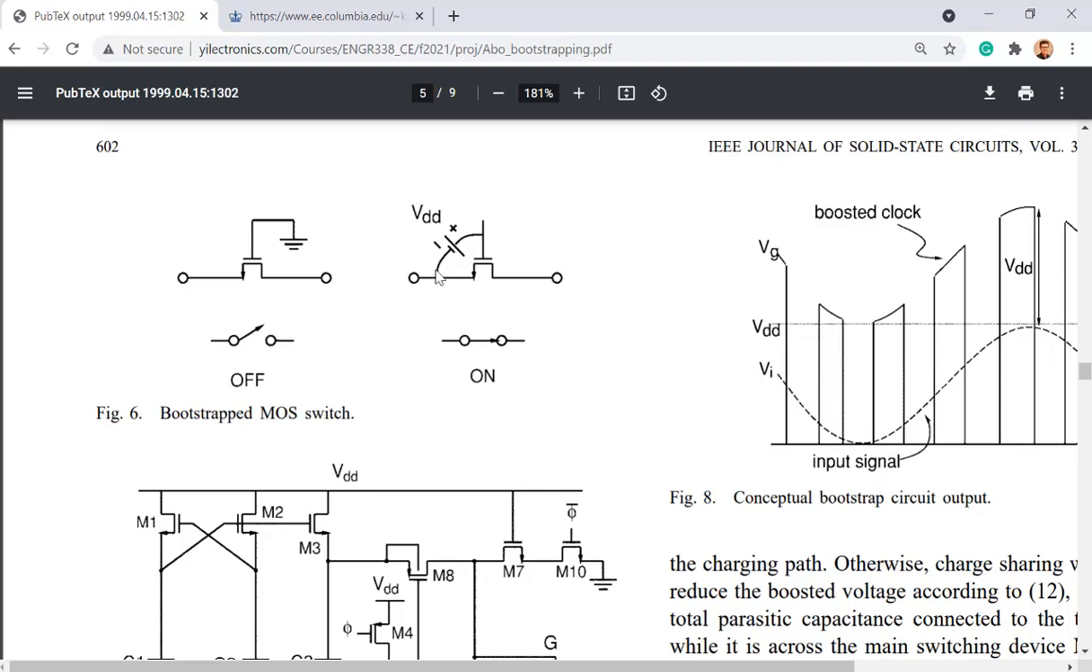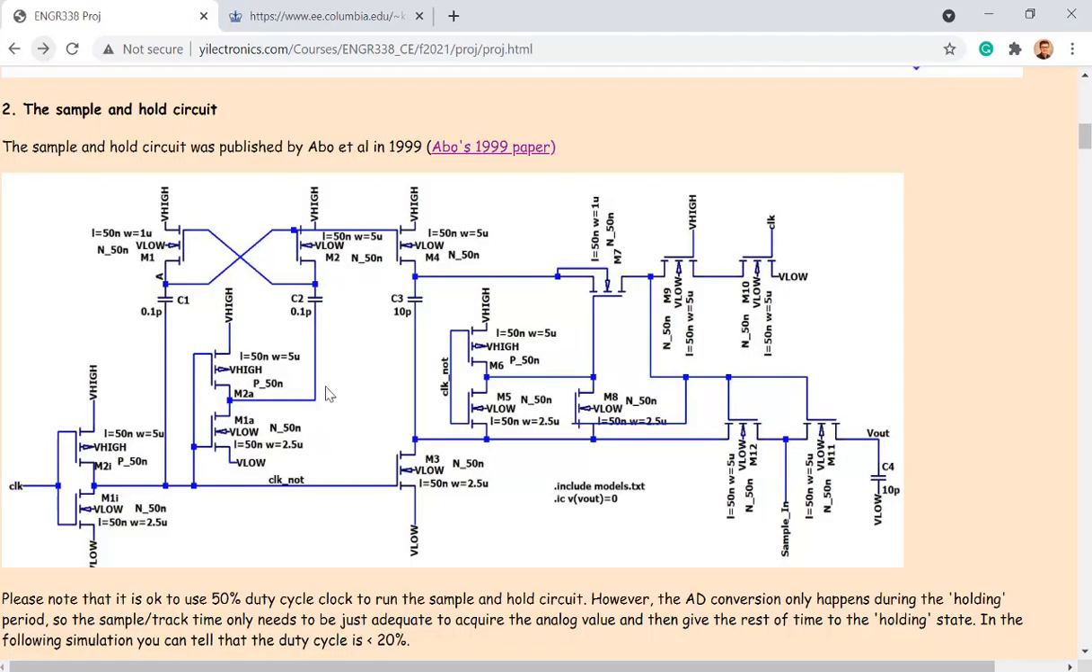For this NMOS transistor, we want to keep VGS a constant voltage. Which means whenever the source changes, I want to change the gate voltage as well at the same time. So VGS is a constant voltage, which is VDD. Okay, so that's the purpose over here. So how can we make it happen? We have to add all these circuits to make that happen, right?